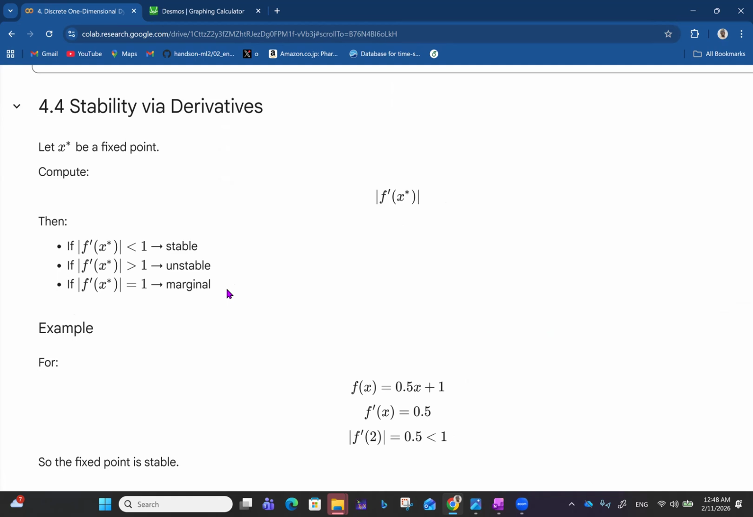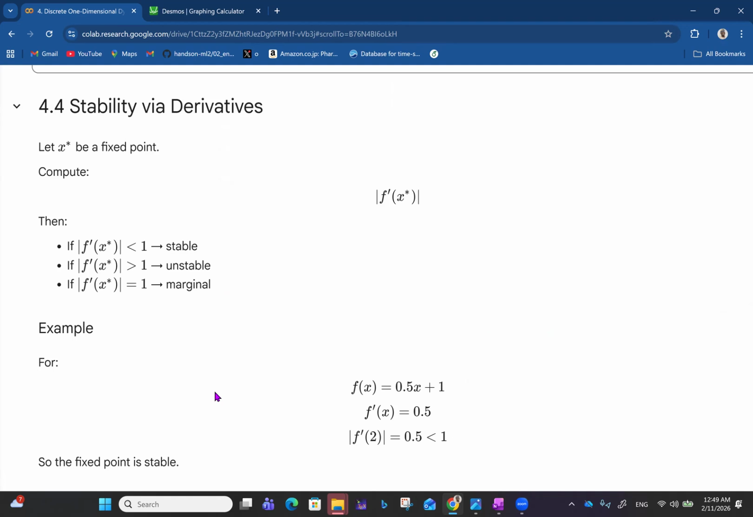Now you see, in the case of continuous, we did the derivative, right? But that one was straightforward. If f prime of x star is less than 0, stable. If it was greater than 0, unstable. But if it was 0, you can't determine the stability. But for discrete now, the approach is different. Here you take the absolute value, so you compare it with 1, not 0.